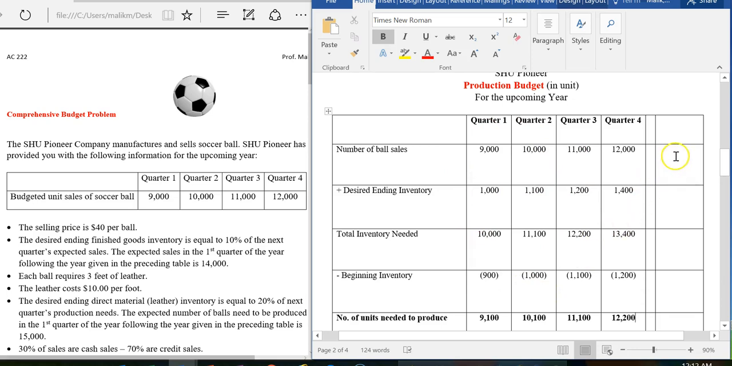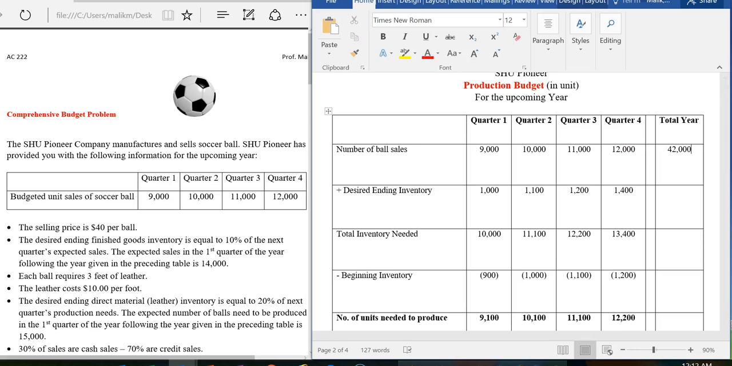Now we will do the total column. So total, or you can call it total year, and you could do it in 2 ways. Let's add all these quarters' expected sales. These are their budgeted or expected sales for every quarter. So if you add all these, you'll figure out what they're expecting to sell for the whole year. That means 9,000 plus 10,000 plus 11,000 plus 12,000. You will get their total sales is 42,000.